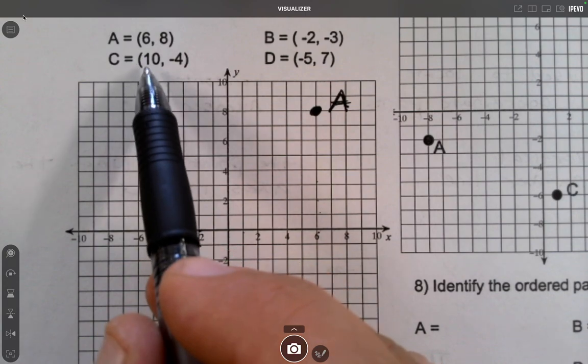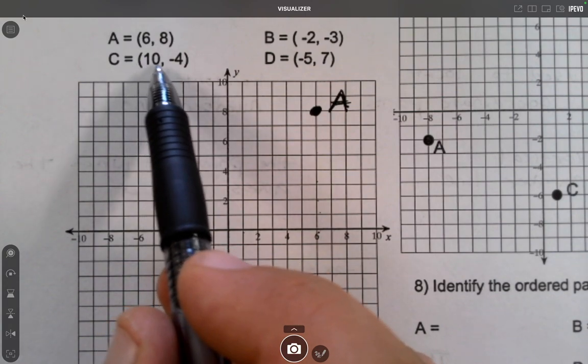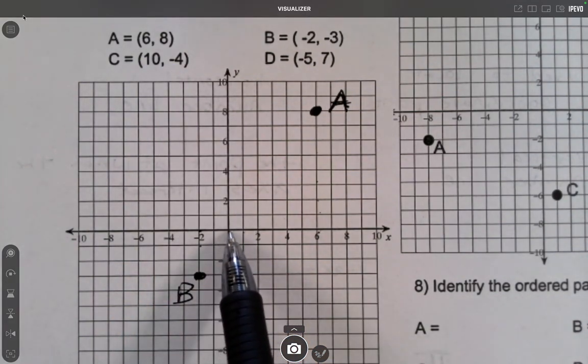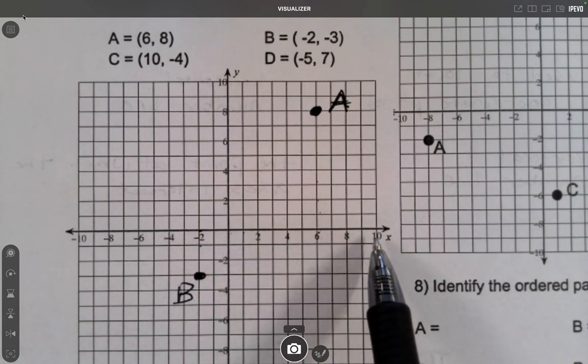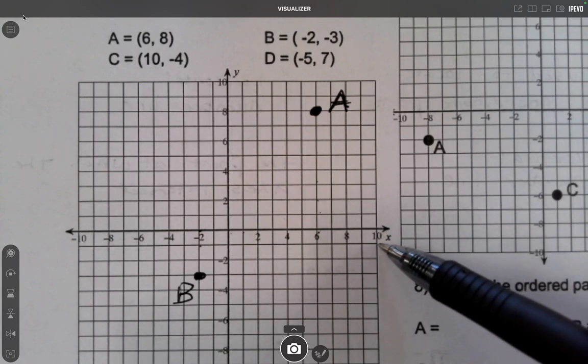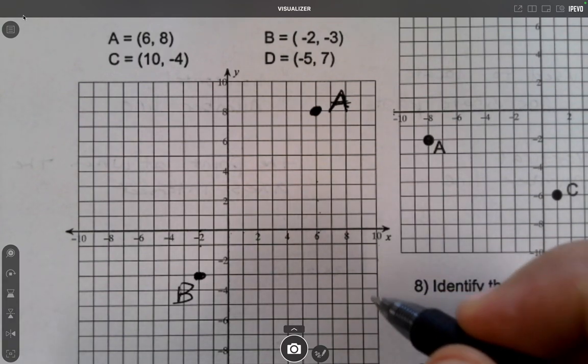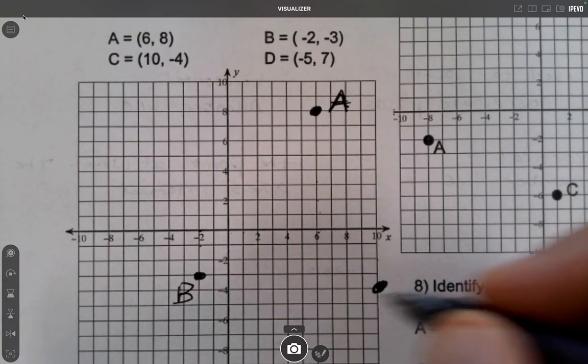So C tells us to go to the right 10, and then down 4. So I start at the origin, always, go to the right 10, which you can see 10 labeled right there, and then go down 1, 2, 3, 4. That's point C.